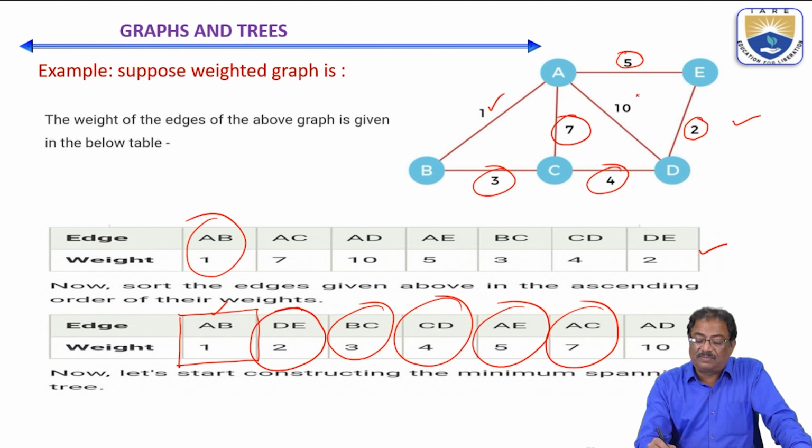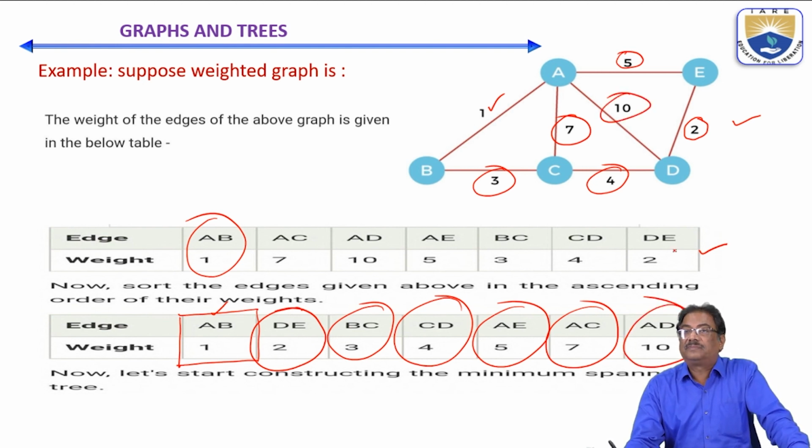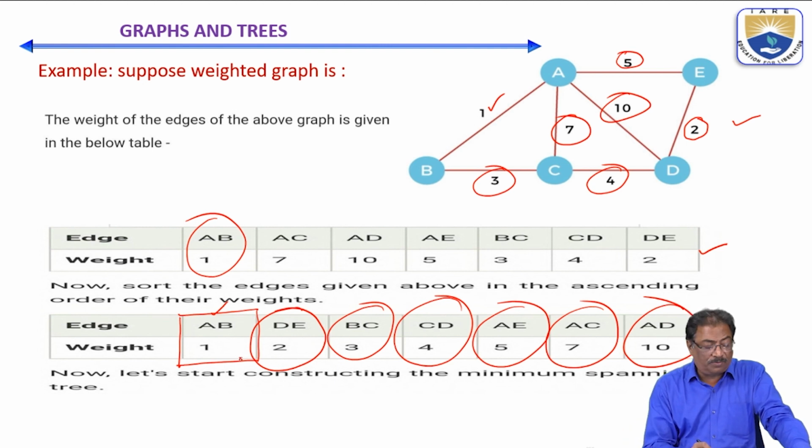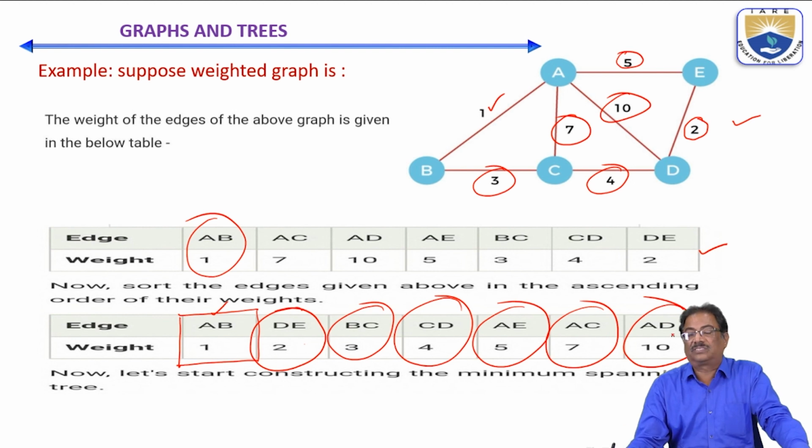And the next minimum is 10, then we take the corresponding edge. So now we have arranged all the edges in ascending order. How many edges did we select? 1, 2, 3, 4, 5, 6, 7 edges.